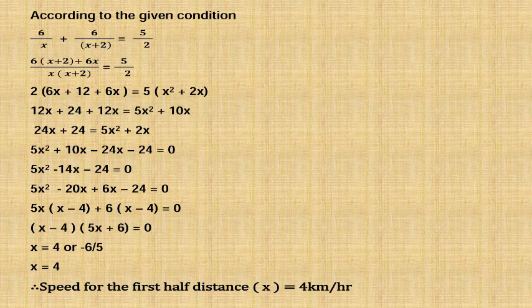6 by x is the time taken to cover the half of the distance by x kilometer per hour, and 6 by x plus 2 is the time taken to cover the remaining half of the distance by speed x plus 2 kilometer per hour. Factorize the quadratic equation, then value of x will be equal to 4. Therefore, the speed for the first half distance will be equal to 4 kilometer per hour.